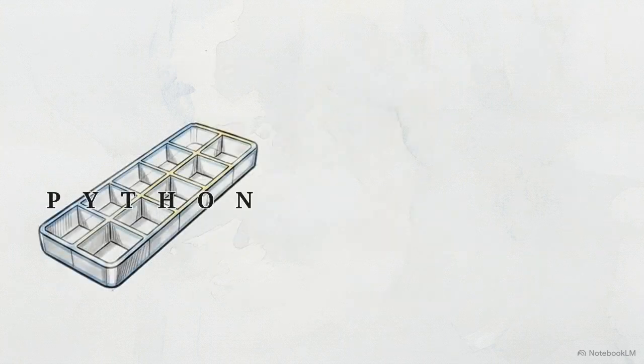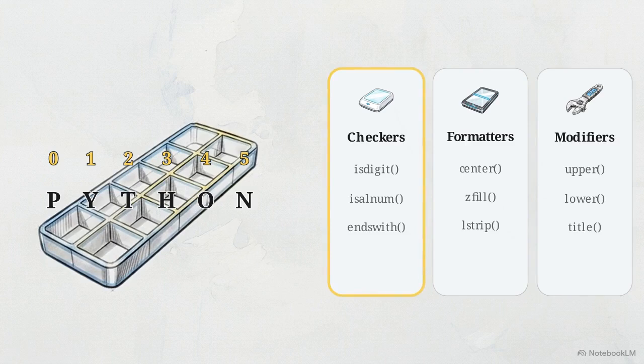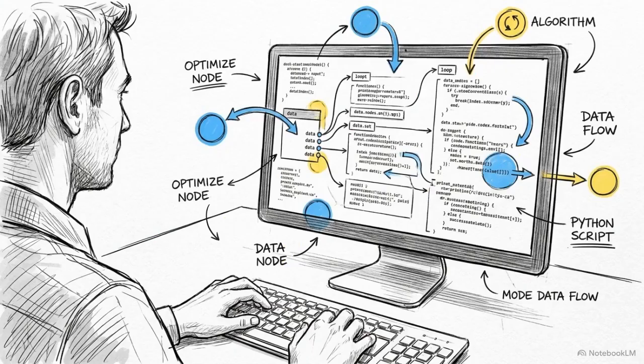To manipulate text effectively, keep this toolkit in mind. The zero-based index for precise location extraction, paired with built-in methods to format, check, and modify the data safely. By combining a precise coordinate system with these functional methods, you move past simply reading text on a screen. You are structurally engineering it.